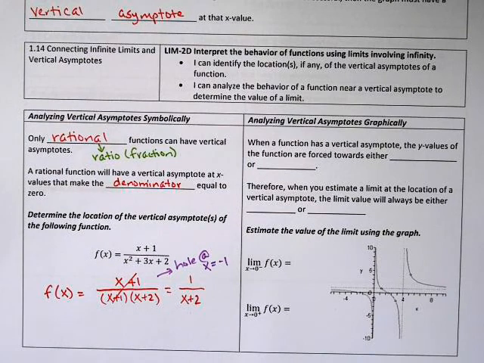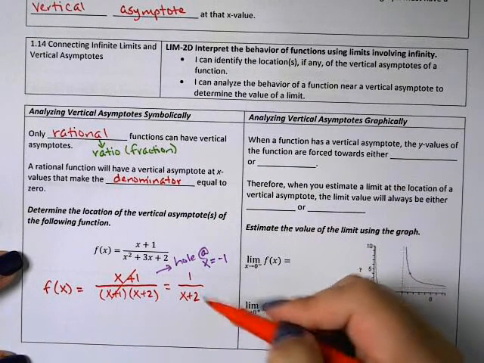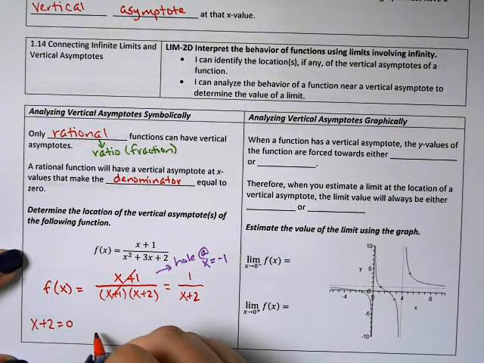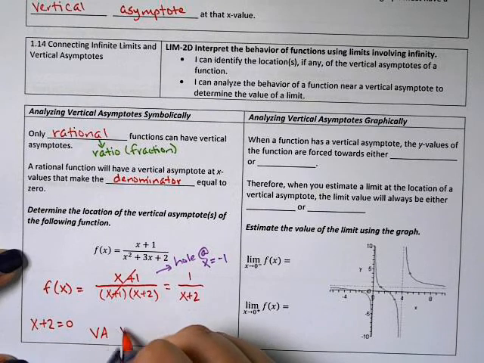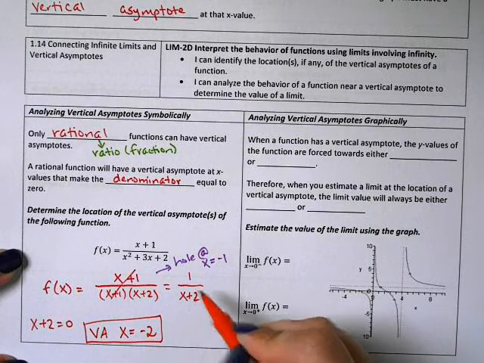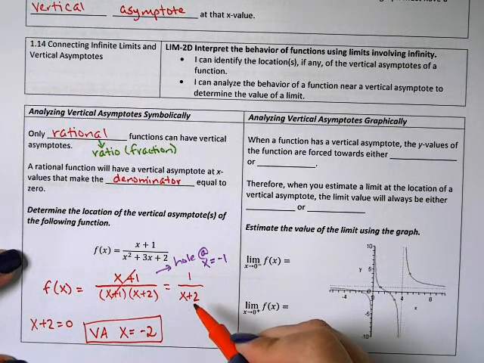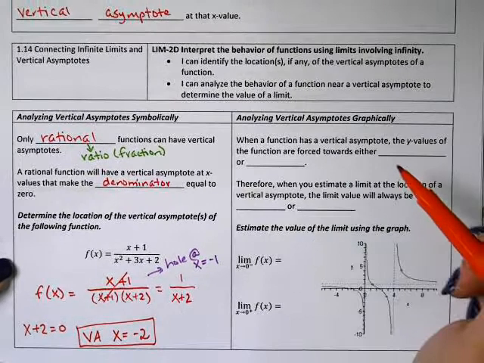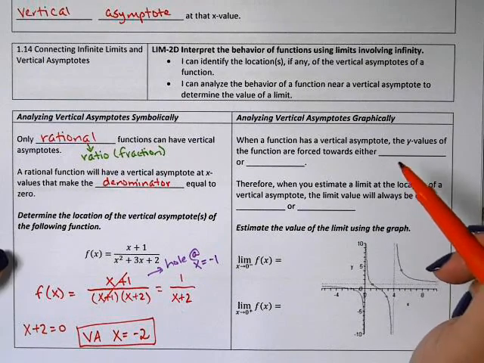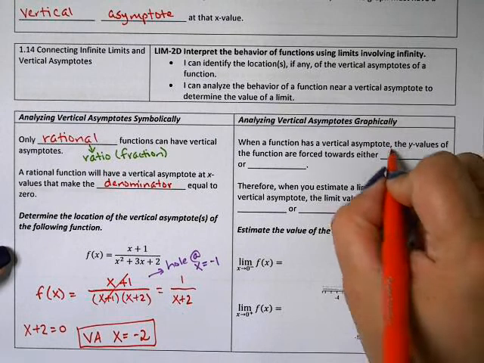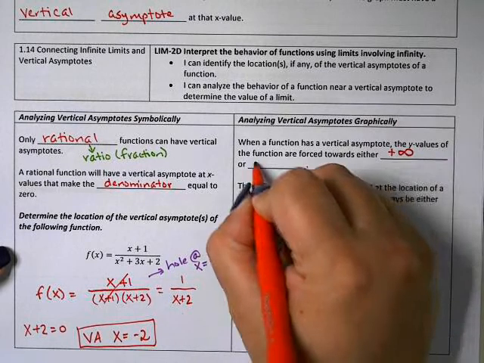It's actually a hole. So now we're going to take our denominator and set it equal to 0. So x plus 2 equals 0. That means that we have a vertical asymptote at x equals negative 2. Because if I plug negative 2 into this function, I'm going to get a 0 on the bottom, and that's a problem. All right, so again, be careful. Make sure you don't identify a hole as a vertical asymptote. Okay, now let's look at this graphically. When a function has a vertical asymptote, the y values of the function are forced towards either positive infinity or negative infinity.